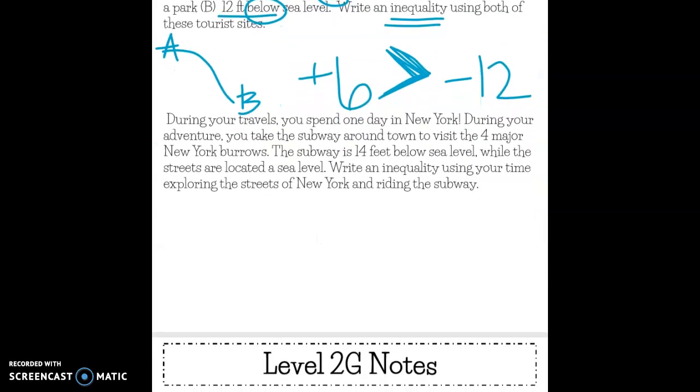Let's look at the next one. During your travels, you spend 1 day in New York. During your adventure, you take the subway around town and visit 4 major New York boroughs. The subway is 14 feet below sea level, while the streets are located at sea level. Write an inequality using your time exploring the streets of New York and riding the subway.